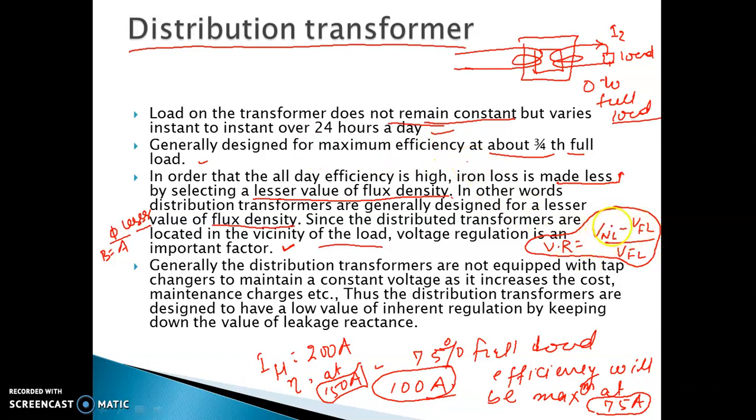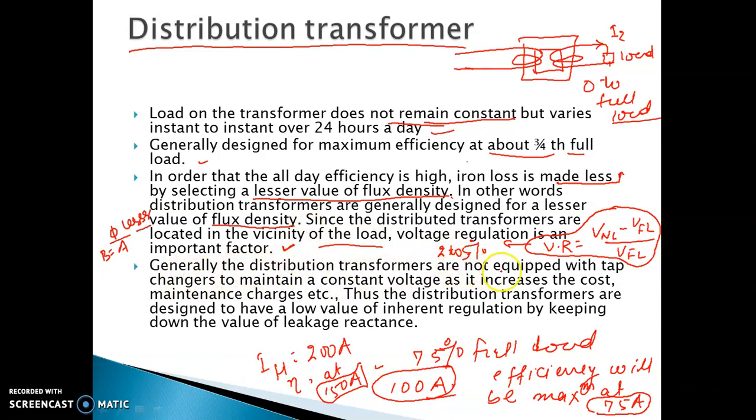But in spite of the variation of so many loads, the voltage variation should not be more. Voltage regulation of a maximum of 2 to 5% is allowed. It should not go beyond that. So voltage regulation should be as small as possible and efficiency should be as high as possible.